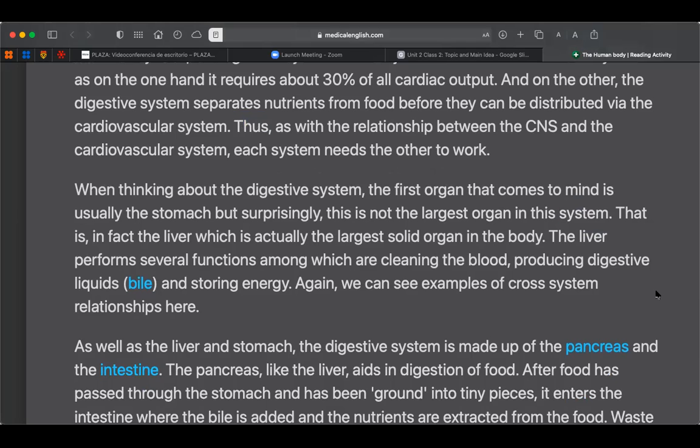When thinking about the digestive system, the first organ that comes to mind is usually the stomach. Surprisingly, this is not the largest organ in this system. Okay, very good.